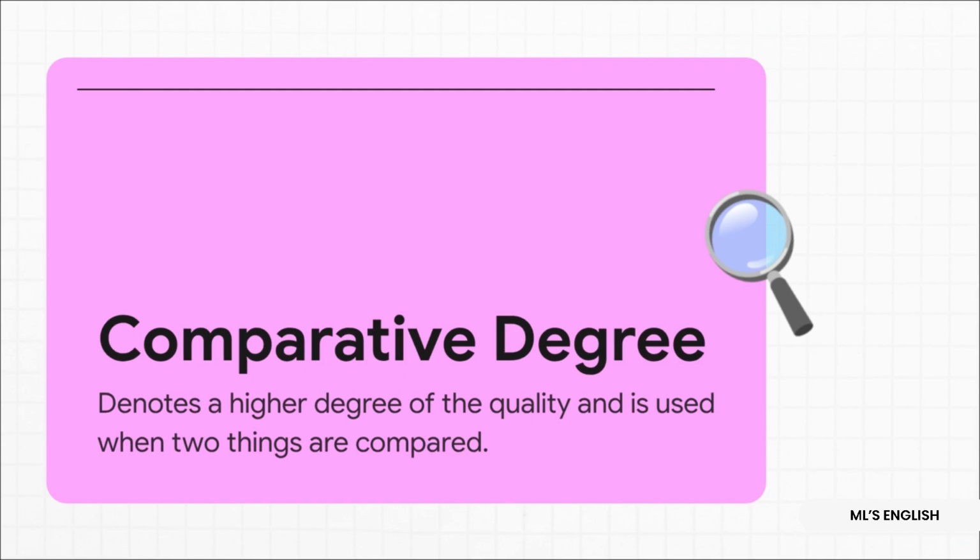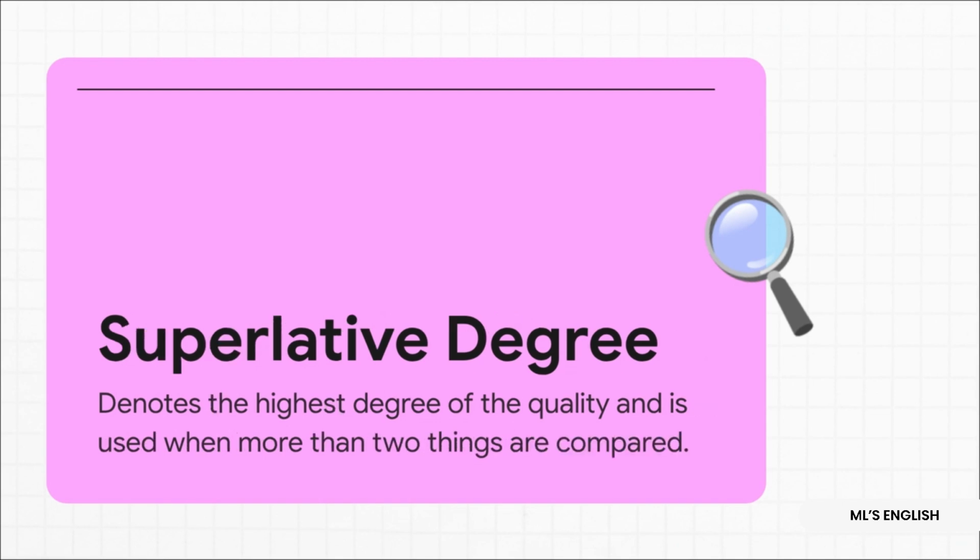Next, the comparative degree. This one always involves comparing two things. It tells us one has more of a certain quality than the other one. Think sweeter, bigger, happier. And a little tip, keep an eye out for the word than, because it almost always shows up here.